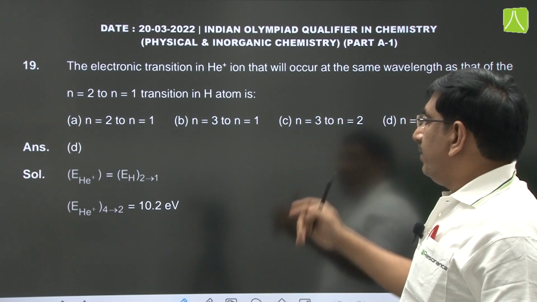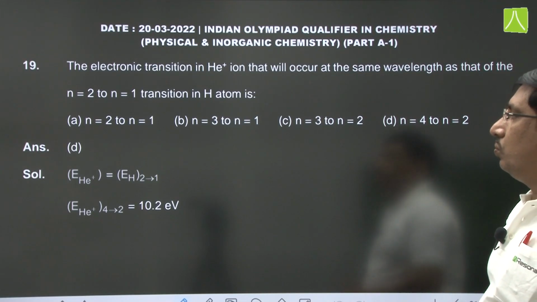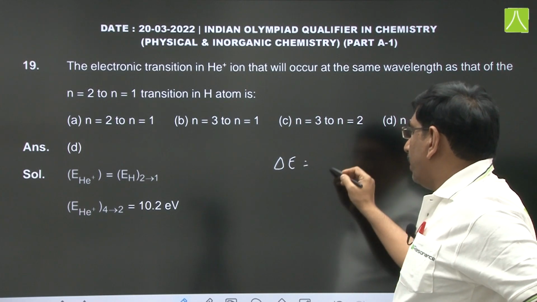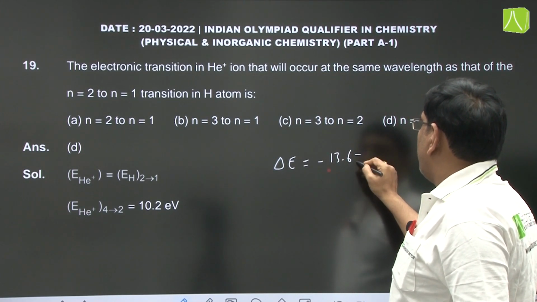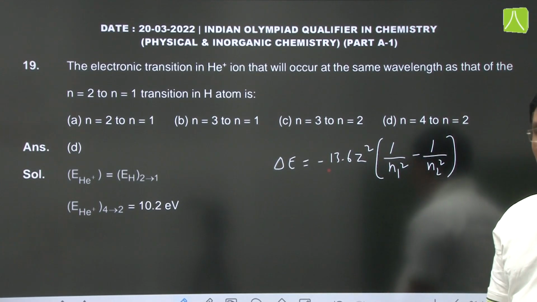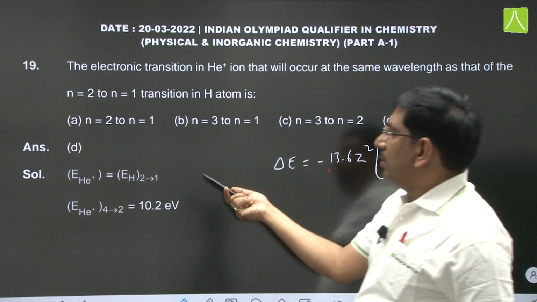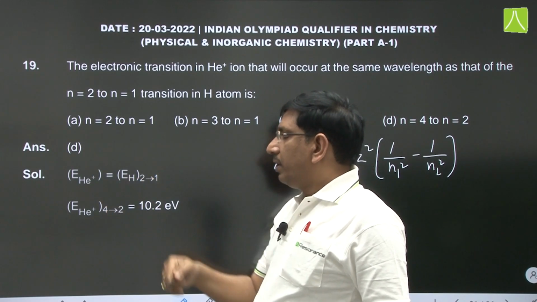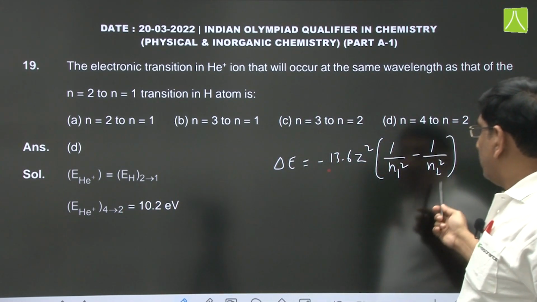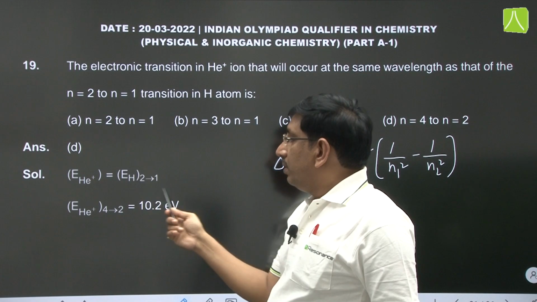Now, the easy question: the electronic transition in helium plus ion that will occur at the same wavelength as that of the n equal to 2 to n equal to 1 transition in hydrogen atom. You know, change in energy during the electronic transition equals -13.6 into Z square into 1 by N1 square minus 1 by N2 square. Here the energy change in hydrogen will be equal to that in helium plus. In which case this transition will give you the same wavelength or same energy can be calculated by using this formula.